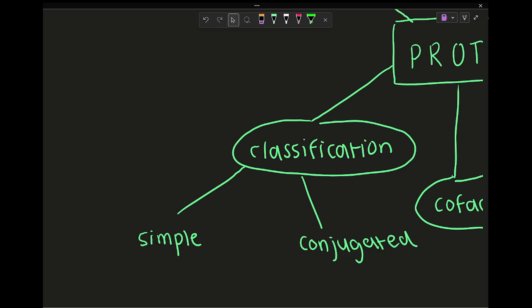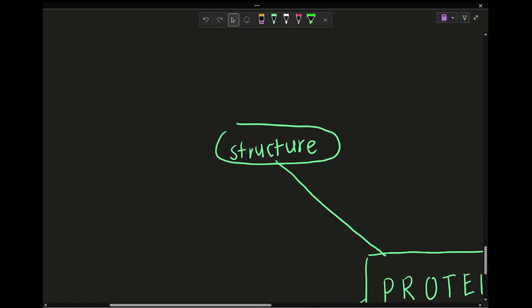Conjugated, on the other hand, include lipoproteins, so a protein bound to a lipid, or mucoproteins, so a protein bound to a carbohydrate, or chromoproteins, which are proteins bound to a pigmented molecule, or potentially a metalloprotein, so a protein complexed around a metal ion, and a nucleoprotein, so a protein with a histone or a protamine bound to a nucleic acid.